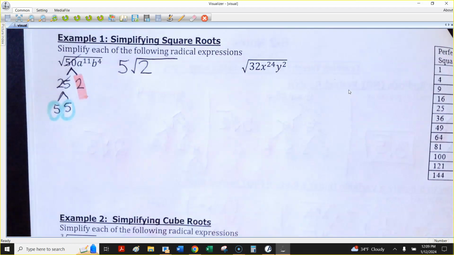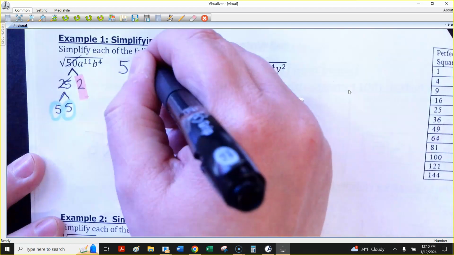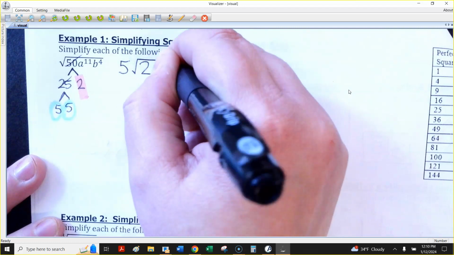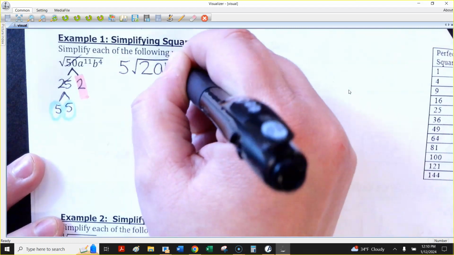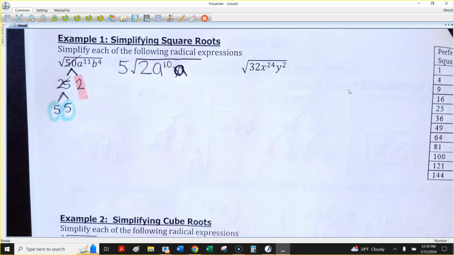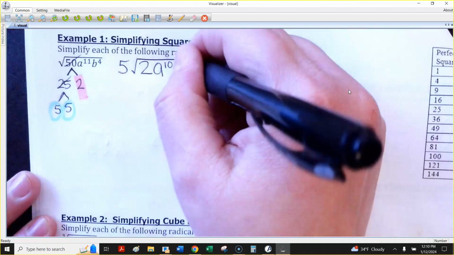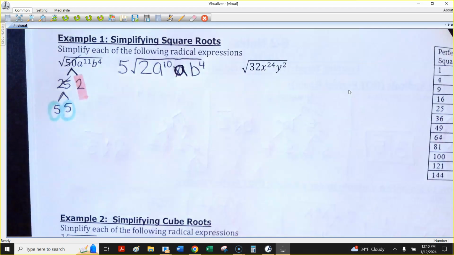Then let me deal with the variables. If you're working with the square root, I have to have my exponent divisible by 2. So if I've got a to the 11th, I would just do 10 and 1. So I'm going to do a to the 10th and then a to the 1st. Would you change b to the 4th? No, that's actually already a perfect square because that exponent's even. Anytime you have an even exponent, it's automatically a perfect square.